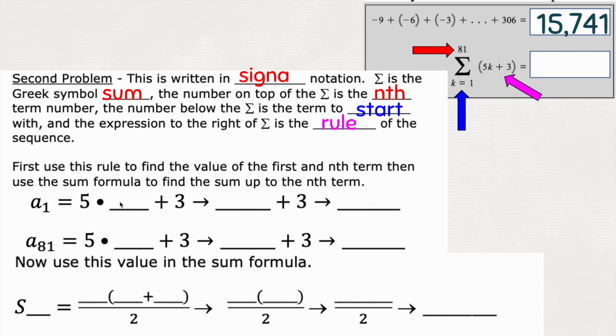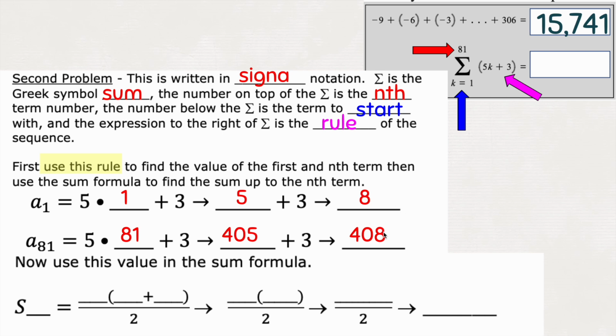So the first term, I'm going to plug in 1 in my formula here, right? So this is my rule, 5k plus 3. So that's where this came from. 5 times 1, because my first k is 1, plus 3. So 5 times 1 is 5, plus 3 is 8. And then my last term, or the term I'm looking for the sum, is 81. So 5 times 81 is 405, and then plus 3 more is 408.